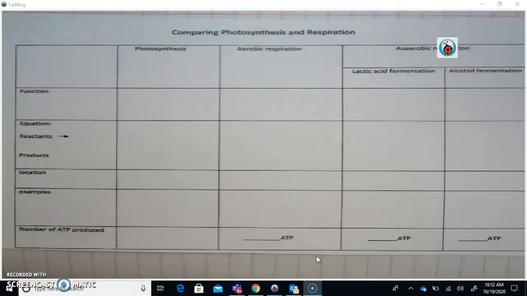Hello, today we're going to compare the processes of photosynthesis and respiration.